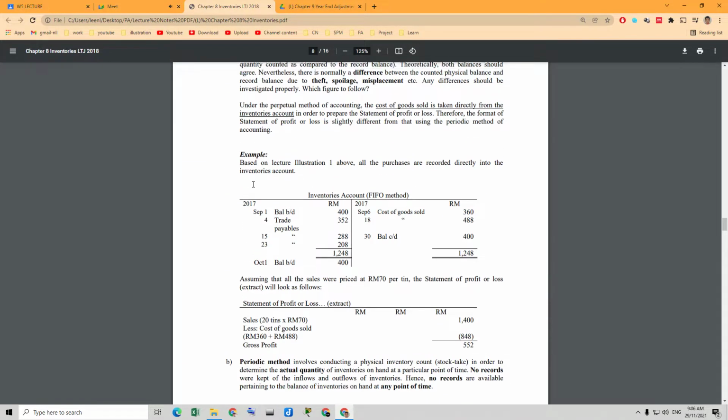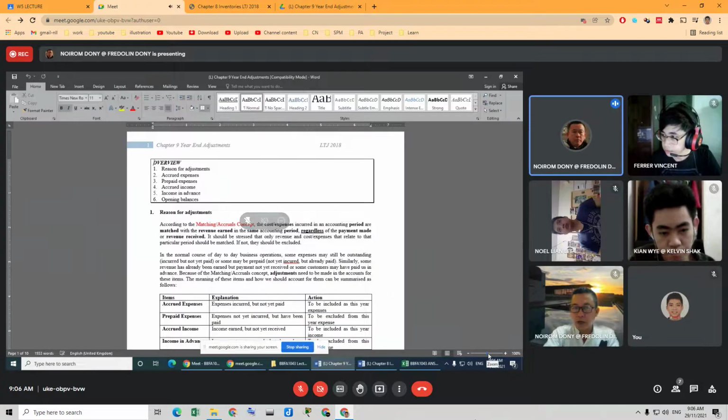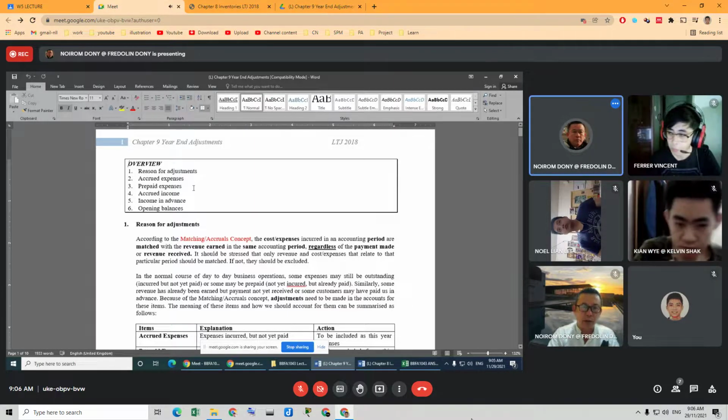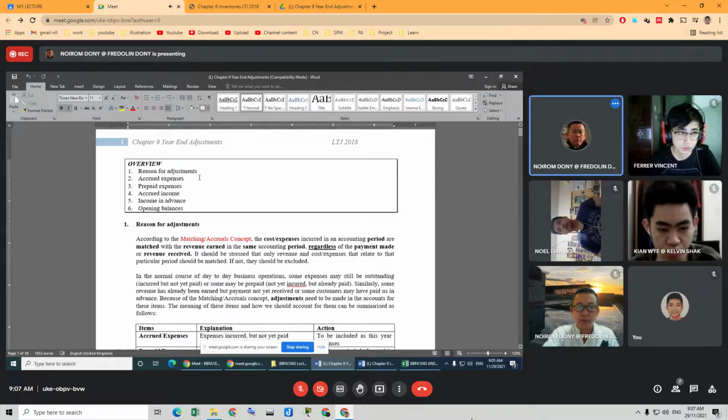This one, year-end adjustment. So first thing, you need to be able to reason why we need to do year-end adjustment. Adjustment means either we add or less, so we increase or we reduce. Why is that? Because we want to reflect the true and fair view on the financial statement. So reasons for adjustment: one of them is accrued expenses.